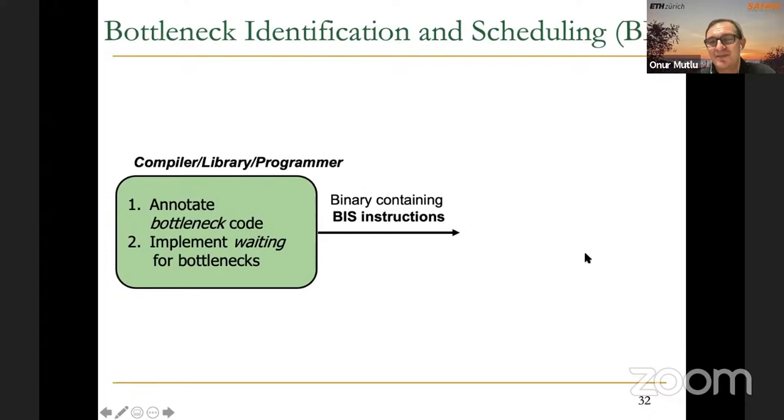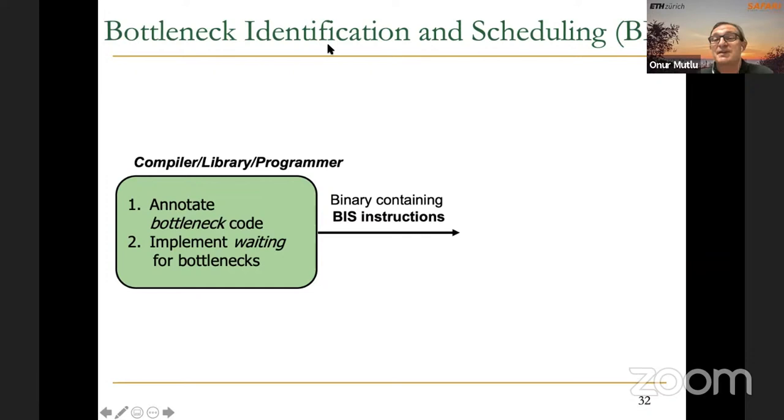Programmer hopefully obeys nice principles in parallel programming, and they basically use library code to actually identify and code critical sections, pipeline stages, and serial parts, parallel parts, as well as barriers. So as long as you use library code, compiler and library can do what I'm going to describe. Nicely defined library code that can be analyzable, etc. Basically, compiler and library annotates bottleneck code and implements waiting for bottlenecks. We're going to talk about that. And it creates a binary containing BIS instructions, BIS is bottleneck identification and scheduling.